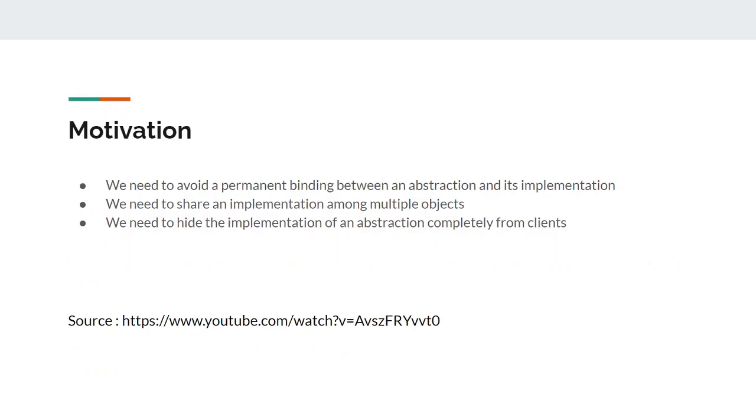So, motivation. We can use a bridge design pattern when we need to avoid a permanent binding between an abstraction and its implementation. We can also use it when we need to share an implementation among many objects. Additionally, we can also use it to hide the implementation from an abstraction completely from its client.